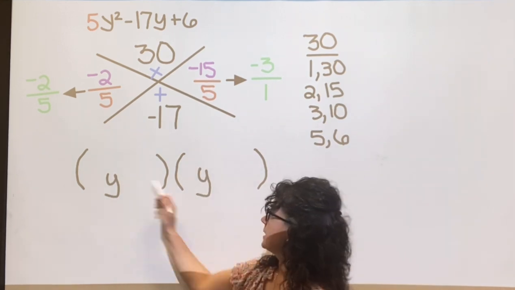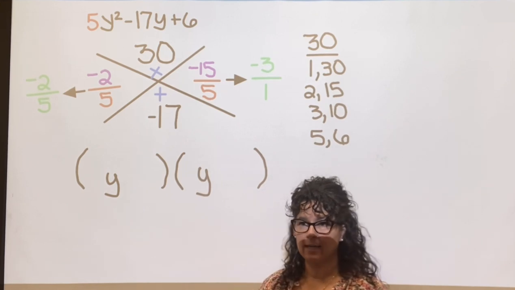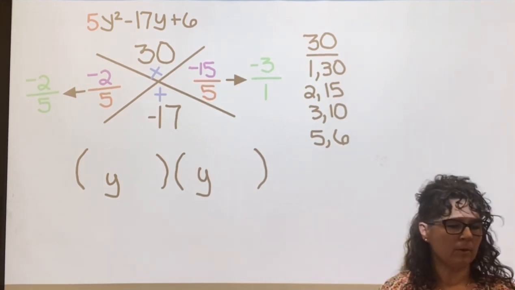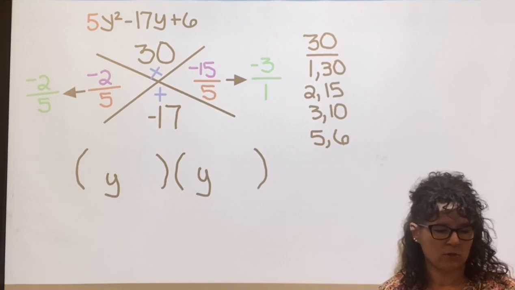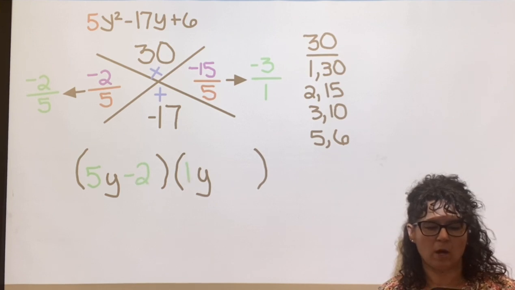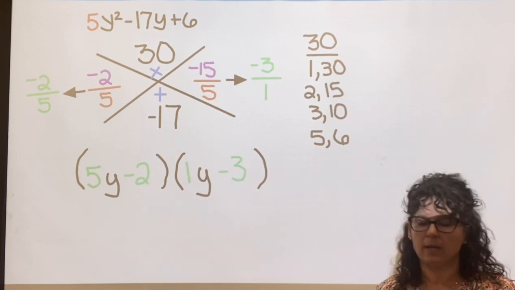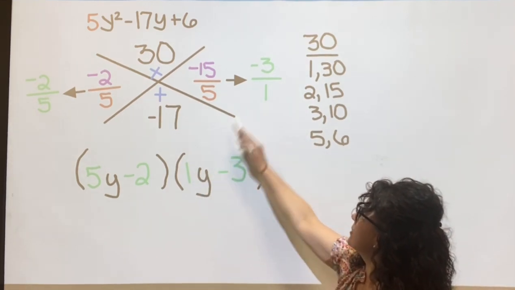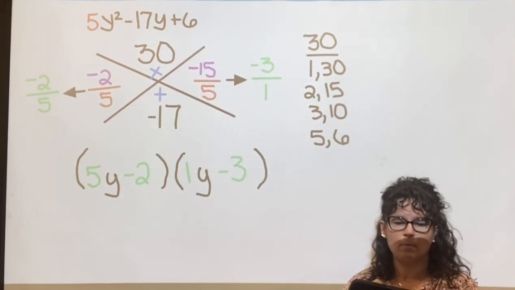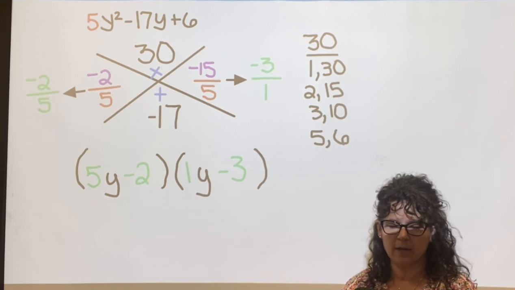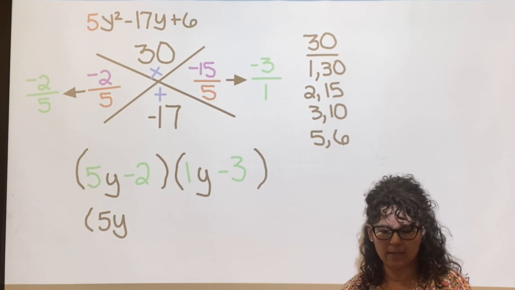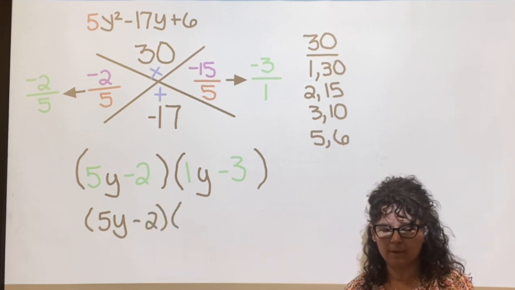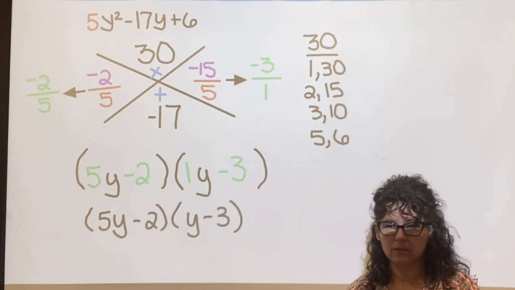So I'm going to put a y here and a y here. If I FOIL, y times y is going to get me back to y to the second. And then the bottom number goes in the front and the top number goes in the back. So 5 and minus 2 and 1 and negative 3. That's bottom in the front, top in the back. My final answer, just simplify that. 1y is just y. So this is 5y minus 2 multiplied by y minus 3.